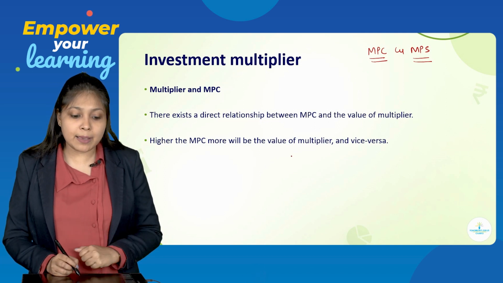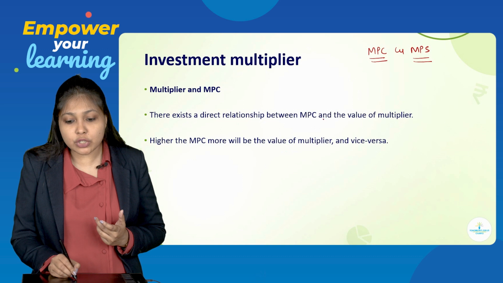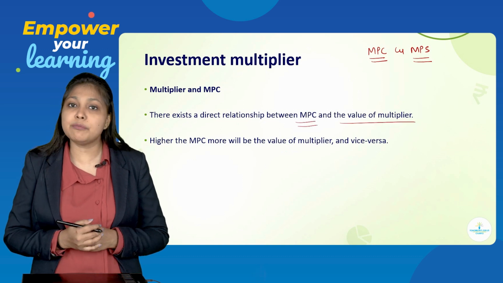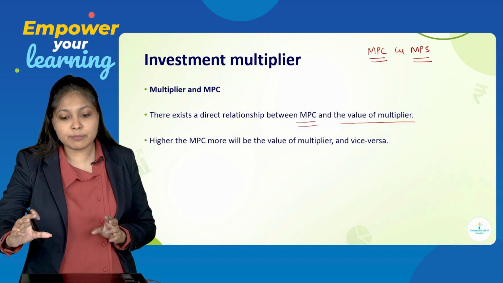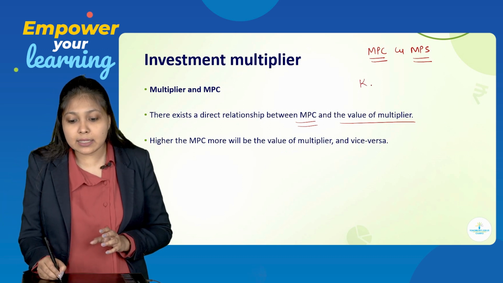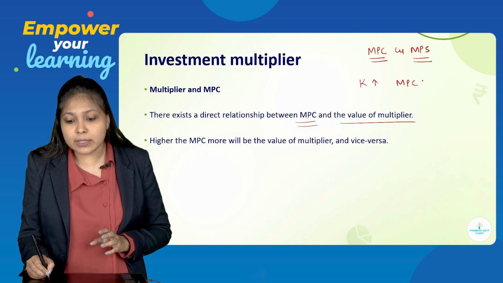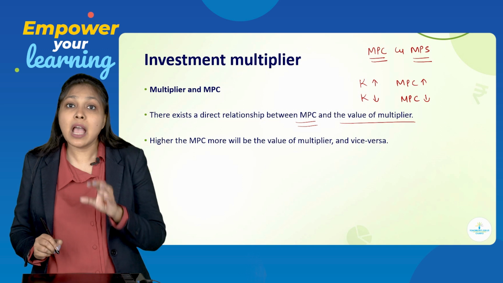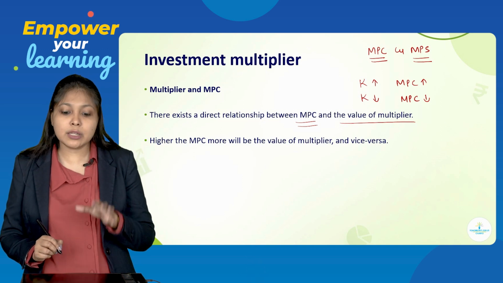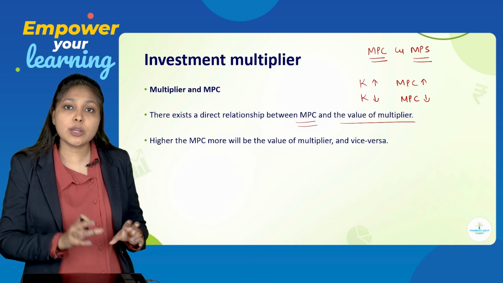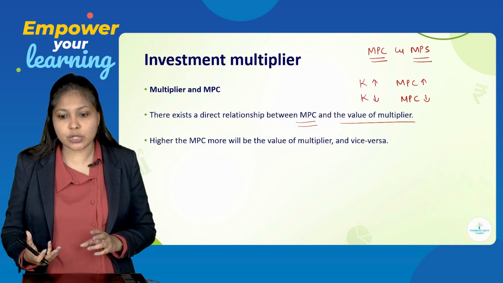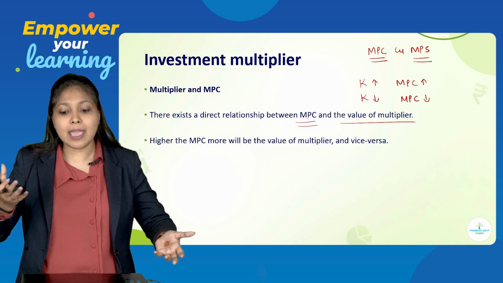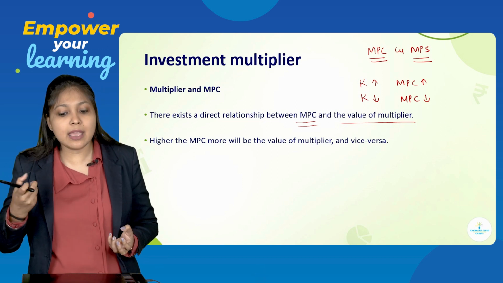So, multiplier and MPC, there will exist a direct relationship between MPC and the value of the multiplier. That means when K increases, MPC will also increase, and when K reduces, MPC will also reduce. How? That we will understand further, but as of now, understand that the relationship of multiplier and MPC is a direct relationship. With increase in K, MPC will increase. With decrease in K, MPC will decrease.